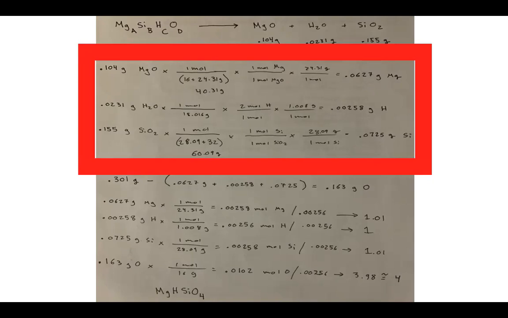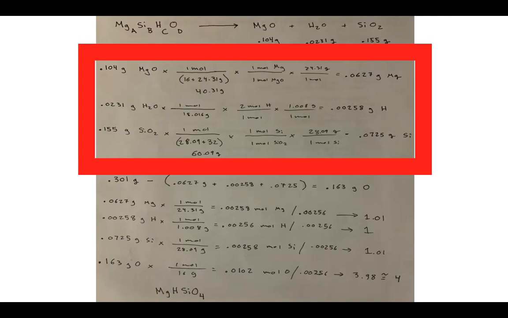So if we have 0.104 grams magnesium oxide, we're going to multiply that by 1 mole over its molar mass, which was 40.31 grams. And then there's 1 mole of magnesium per 1 mole of magnesium oxide. We multiply it by the molar mass of just magnesium, and what we find is that there's 0.0627 grams of magnesium. That means that at the end of the reaction there's 0.0627 grams magnesium in magnesium oxide, and that before the reaction occurred, all of that magnesium was in our unknown compound, okay?